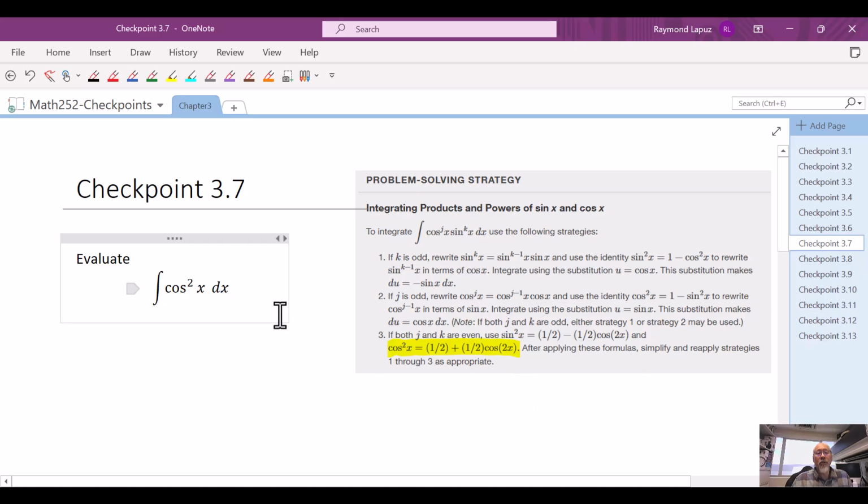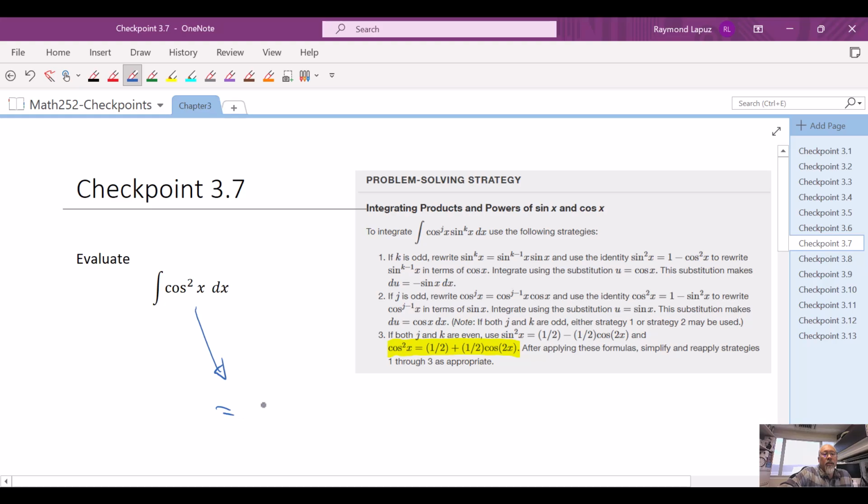And so we're replacing a function that has a power with a couple of terms that we can easily integrate. And then cosine 2x is something that we can also easily integrate. So let's make that substitution.